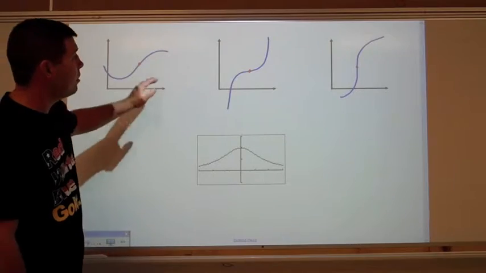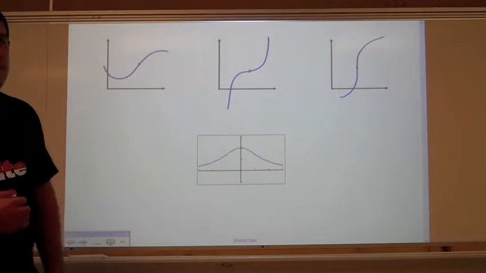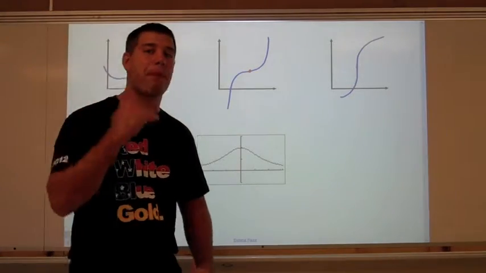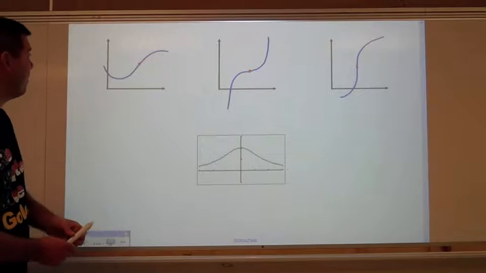Here are some examples of points of inflection. They're not as easy to see on a graph as a relative extrema is. Relative extrema is at the top and the bottom. A point of inflection takes a little bit of time to get used to identifying where that happens.